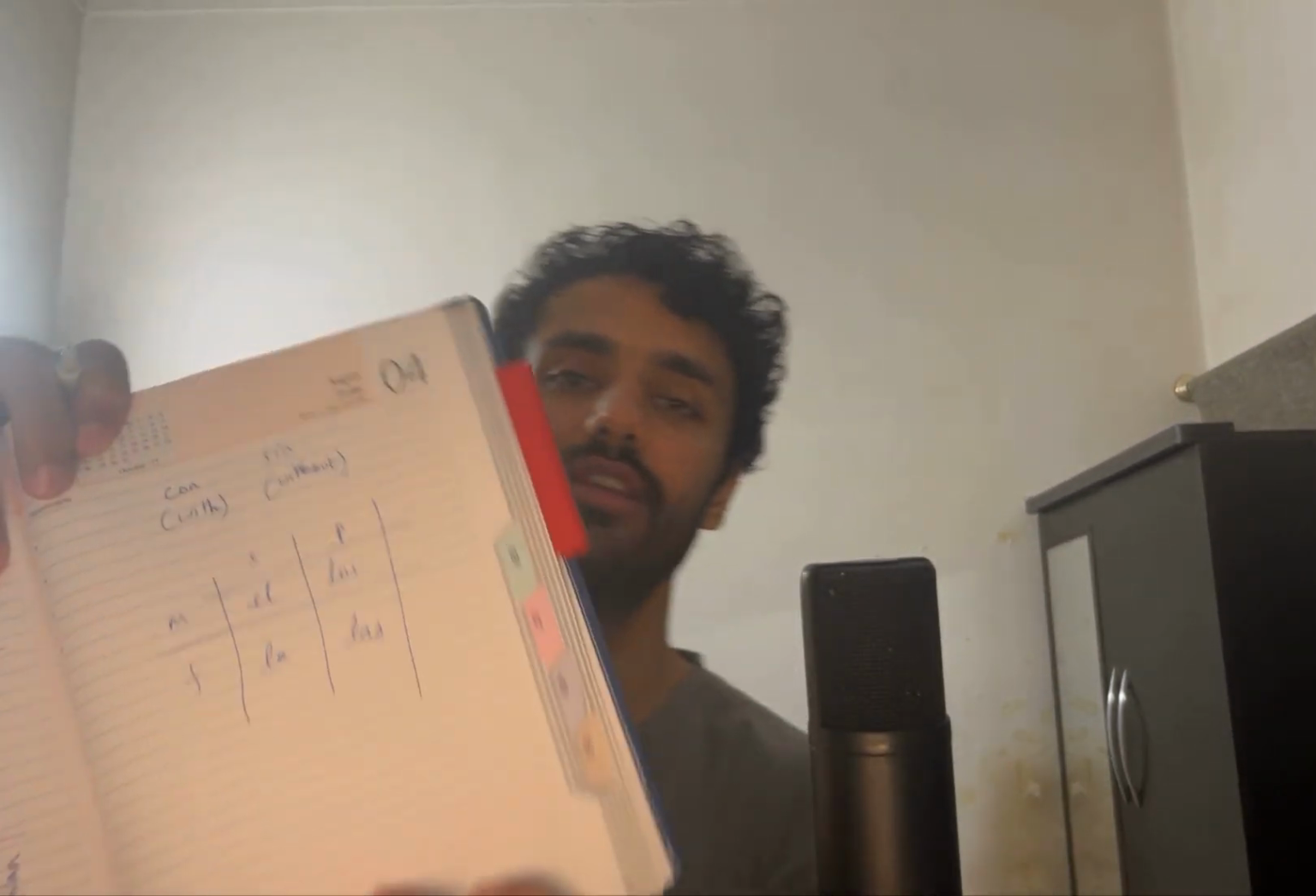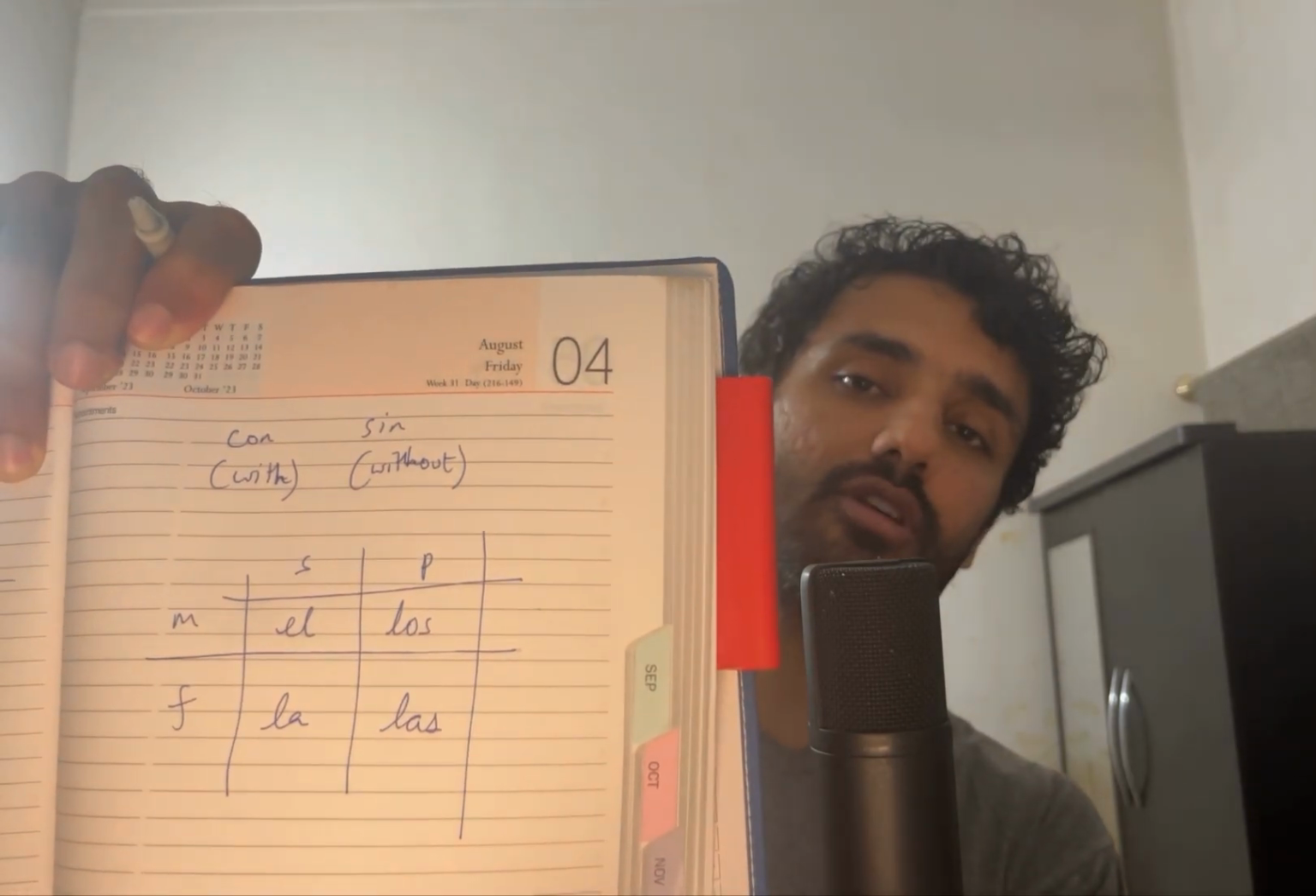So now if I were to make a quick chart between masculine and feminine and singular and plural, right? We now have a chart. Just for the definite articles, we have el, los, la, and las, right? So now we can see el micrófono, los micrófonos, la guitarra, and las guitarras.